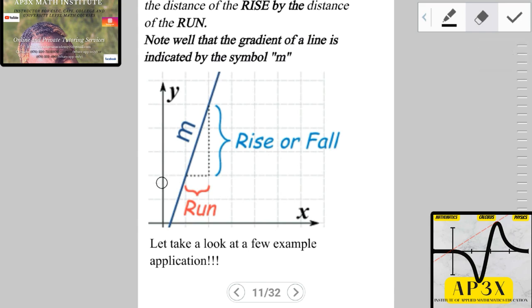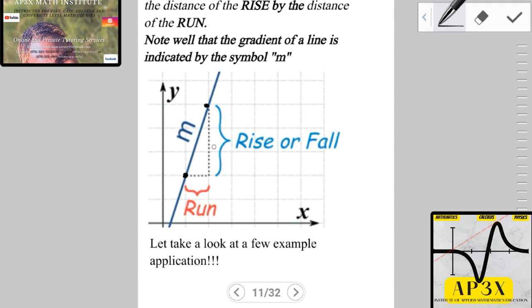Here I have a line. Here's my y-axis and here's my x-axis, and I just have a random line here that is going across x. We're not seeing the bottom half, but yes, it's going to cross the y-axis. What I've done here is that I've selected 2 points, one is here and one is basically here, and I've created a right triangle that subtends the 2 points, that connects the 2 points. And so this distance here is known as my rise or fall, and this distance here is my run.